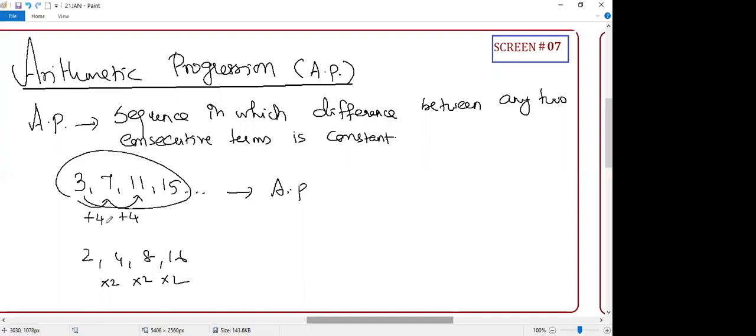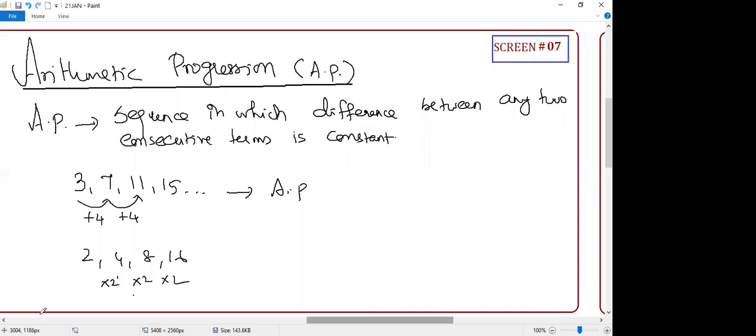What is the definition of AP? Every term is obtained by adding a constant term to the preceding term. What is GP? Every term is obtained by multiplying a constant term with the preceding term, clear or not? But instead of this, you can give another definition for AP: the difference between 7 minus 3 is 4, 11 minus 7 is 4.